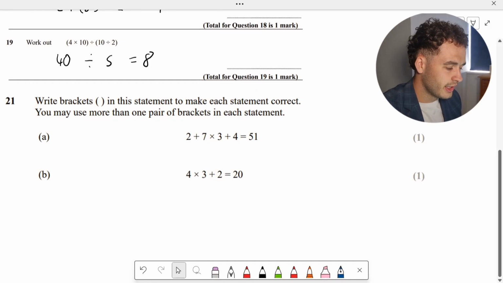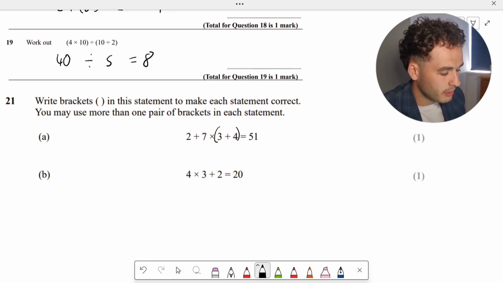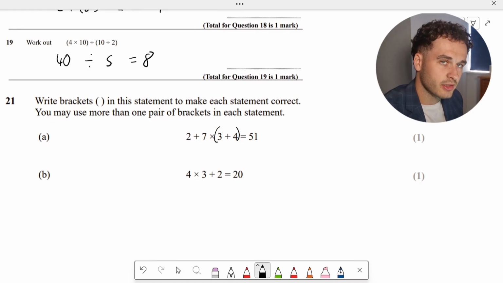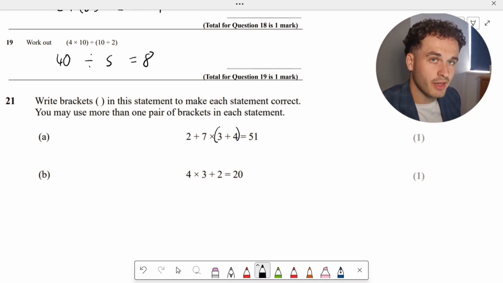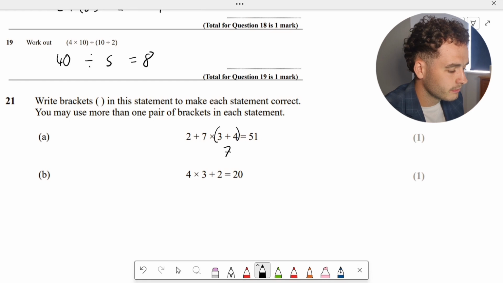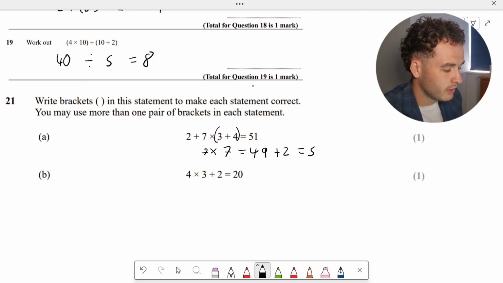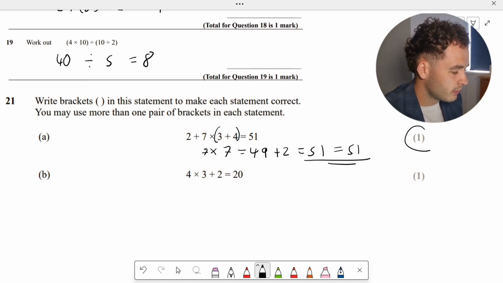Okay, so hopefully you can see for the first one, we put the brackets around the 3 plus 4. Because of BIDMAS, this is the first thing we do in this calculation. 3 plus 4 is 7. Then we times this by 7 next, which is 49. And then we add 2, which is 51. And 51 equals 51, so this statement is now correct.